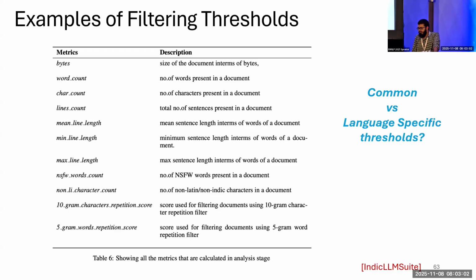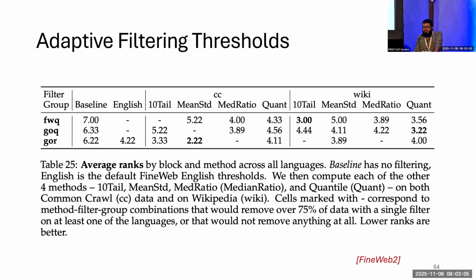So there are certain interesting approaches that you can follow, something called adaptive filtering thresholds, wherein there are certain heuristics like 10-tail, for example. That means removing the last tail of 10% of the data from your corpus. Quantile, for example, means if a threshold for English had removed X% of the data, then you choose a threshold for your language that also removes X% of the data. Using these heuristics, you can choose your thresholds based on the performance for your language.